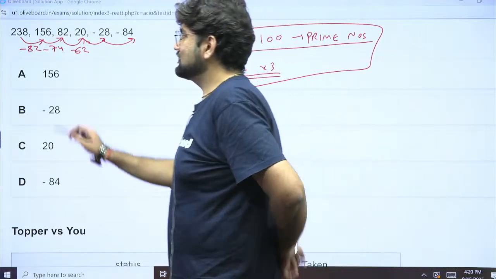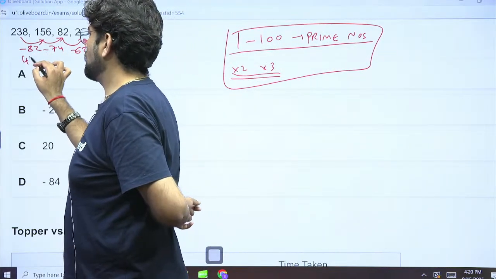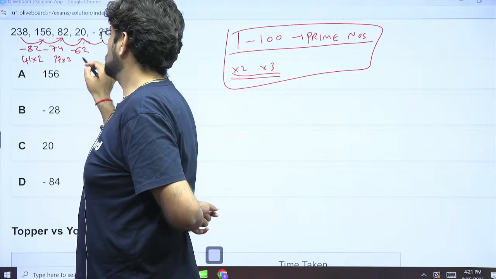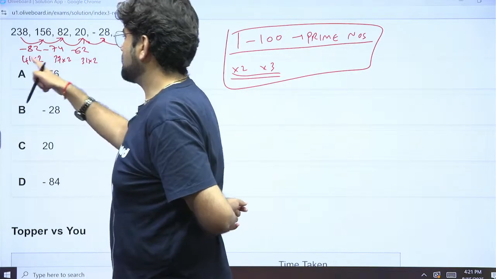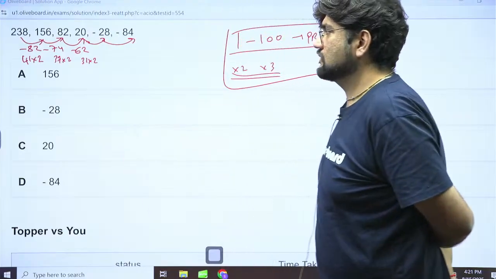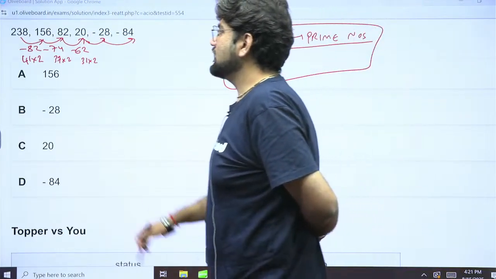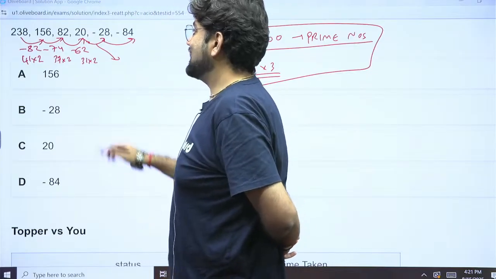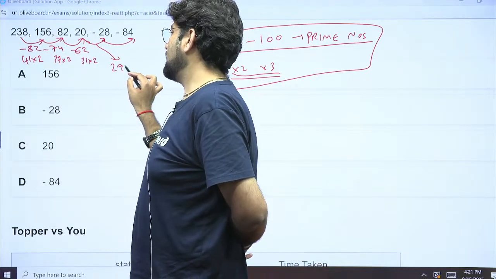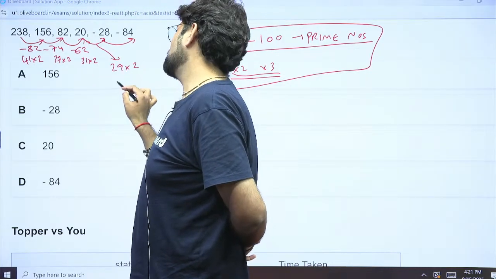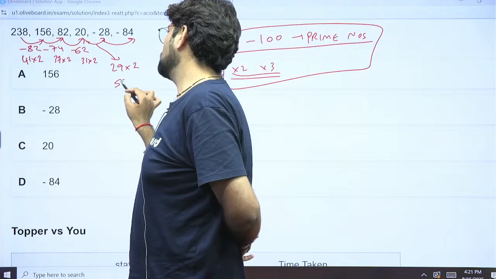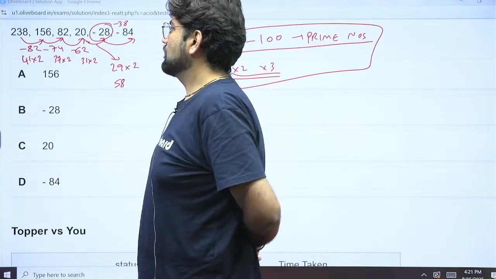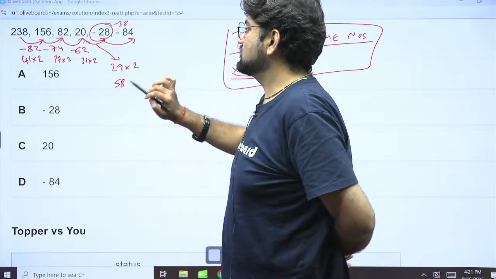Just observe it that way. So if you see, this is 41 into 2. This is 37 into 2. This is 31 into 2. So what is happening? They are just reducing prime numbers. So the next one could not have been 48 because that would have been 24 into 2, which is not true. The next prime number here is 29. So 29 into 2 should have been your answer, which is 58. So this should have been minus 38. 20 minus 58 is minus 38.